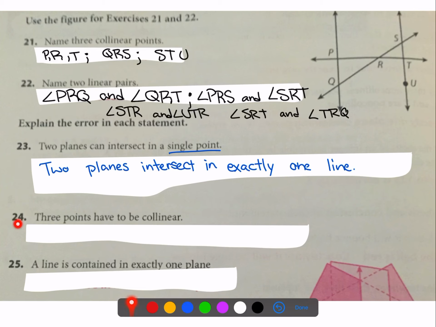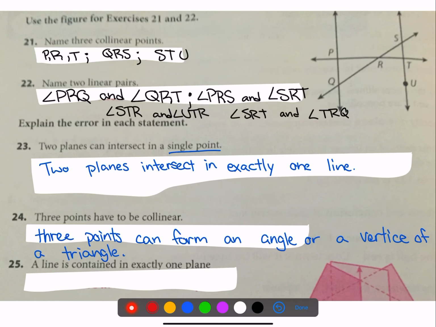Number 24, 3 points have to be collinear. So if I have 3 points, they're saying that they have to be collinear. Well, that's not true because I can have 3 points that are non-collinear. In fact, it actually creates more stuff for us if I have 3 non-collinear points. So 3 non-collinear points can form an angle, or a vertex of a triangle, or a plane.